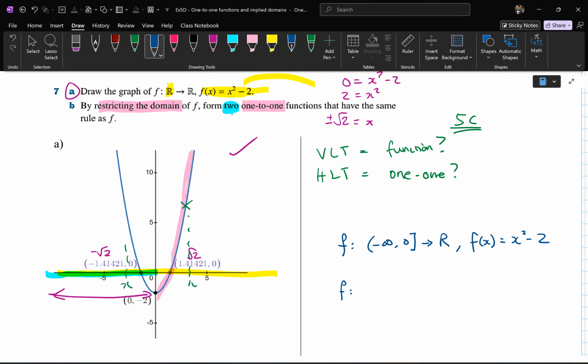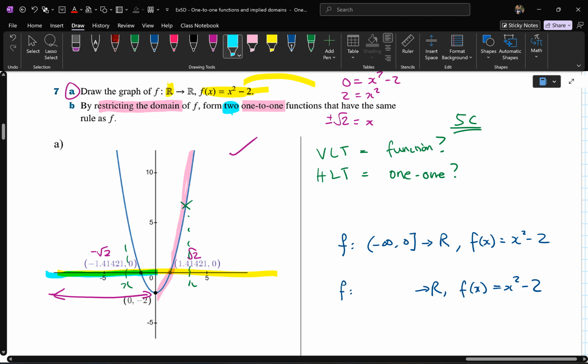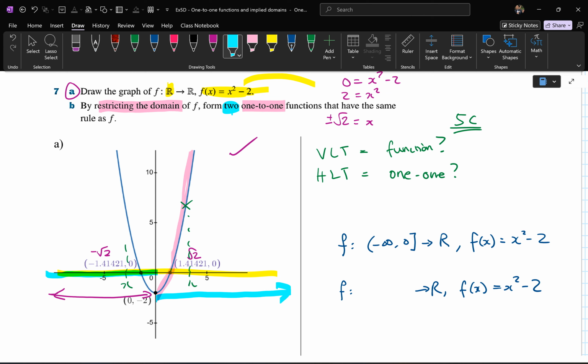What's the second answer? How are you going to write the second one? I'm filling out most of it for you now. What goes here? What's your second one? Yeah, this is the other one. From 0 to infinity, if you just want this side of the graph, that will be a one-to-one. So 0 is the smallest value to positive infinity. So here, your answer should then be 0 inclusive, positive infinity, maps onto R, and that's what they're testing.